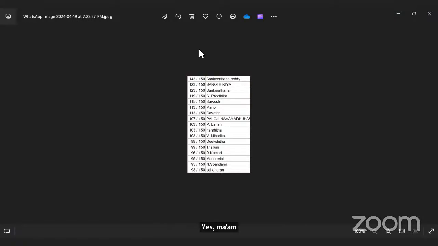P. Lahari 103 out of 150. Harshita 103 out of 150. V. Niharika 103 out of 150. Deekshita 99 out of 150. Taruni 99 out of 150. R. Kumari 96 out of 150. Manashwini 95 out of 150. N. Spandana 95 out of 150. Sai Charan 93 out of 150.